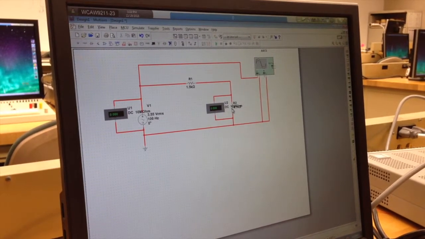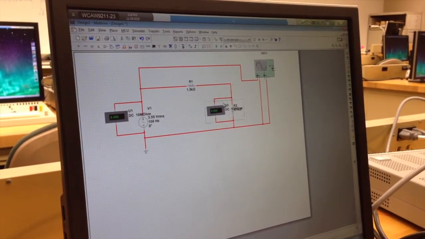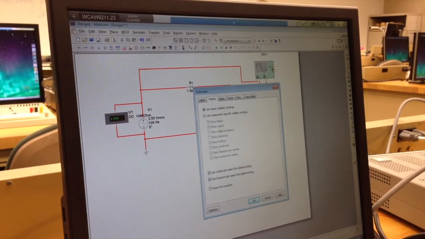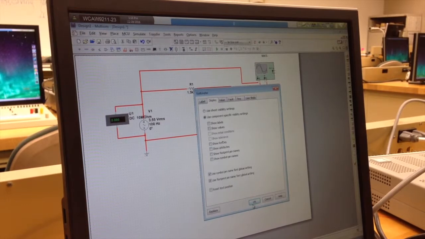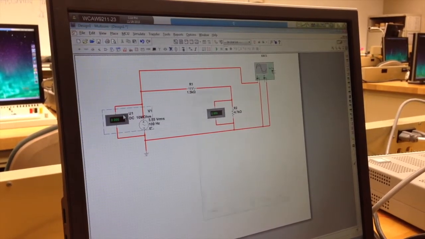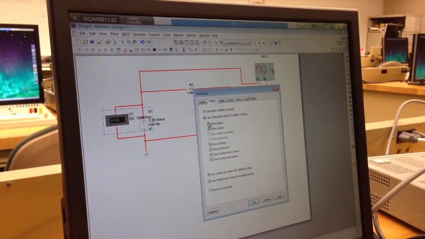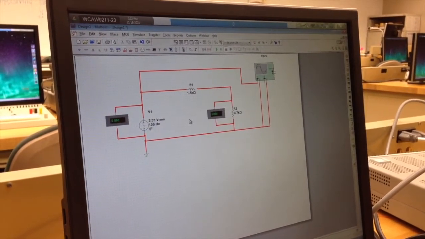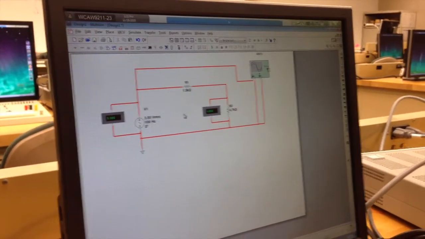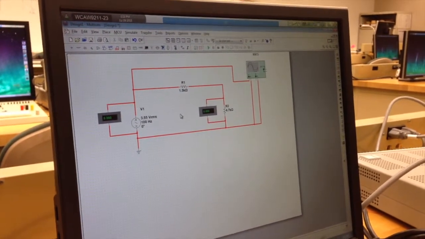Okay, and that's, oh yes, we have to change this. It doesn't show that. Okay, and that is how you make the AC circuits.